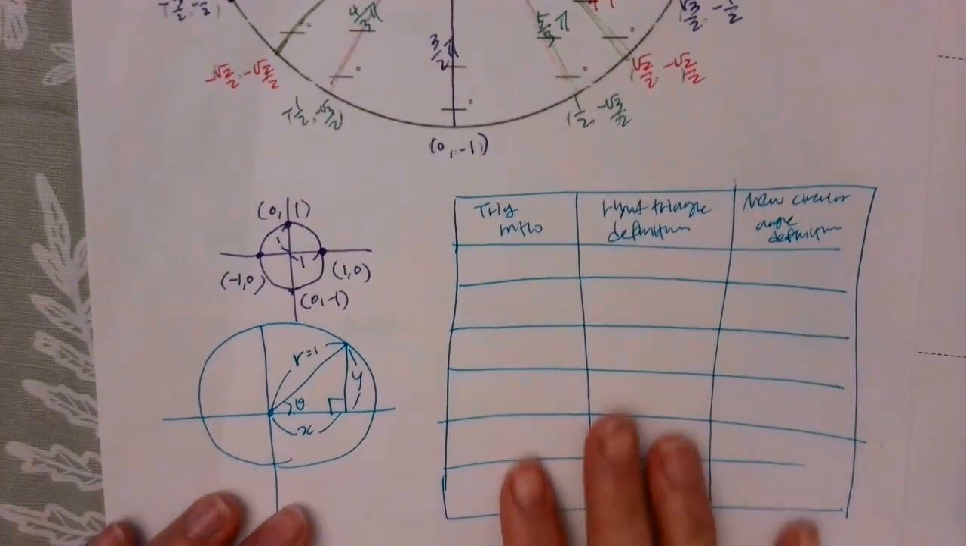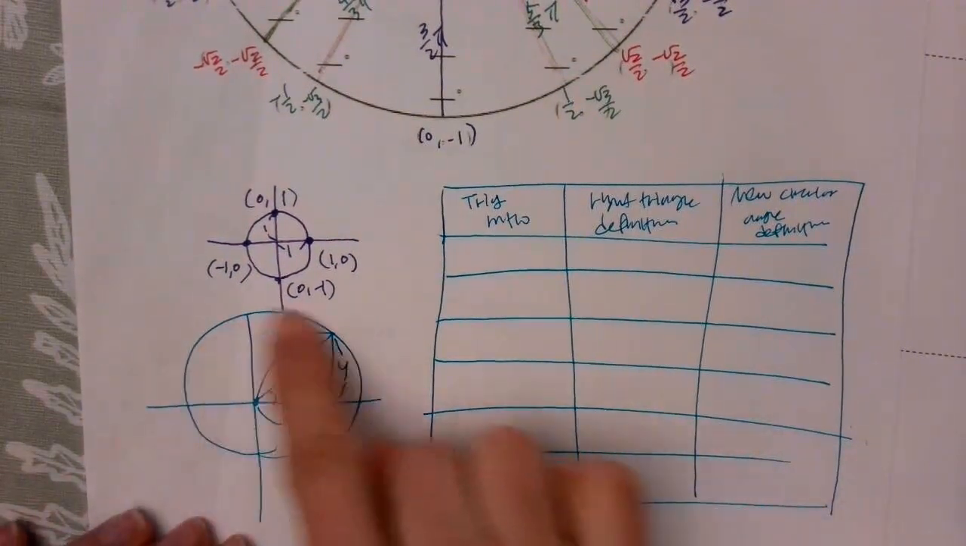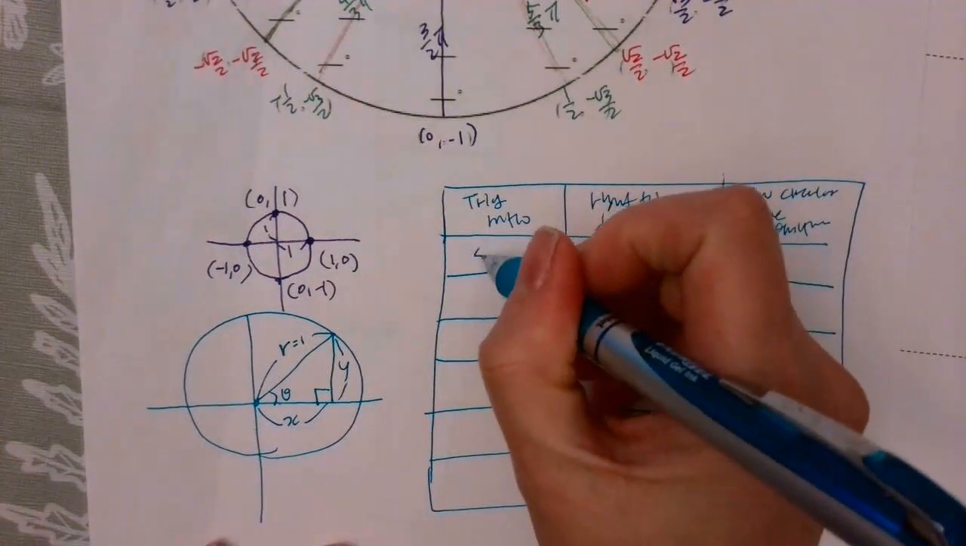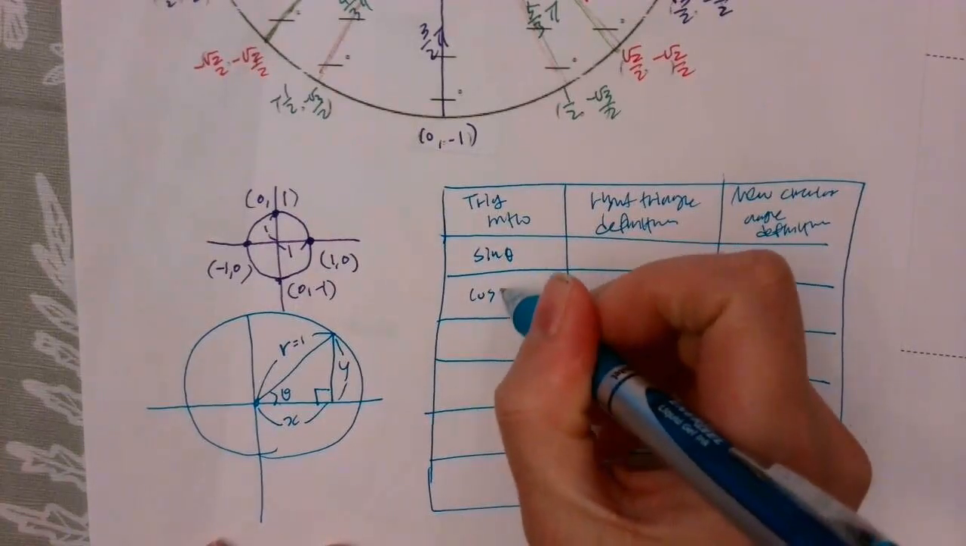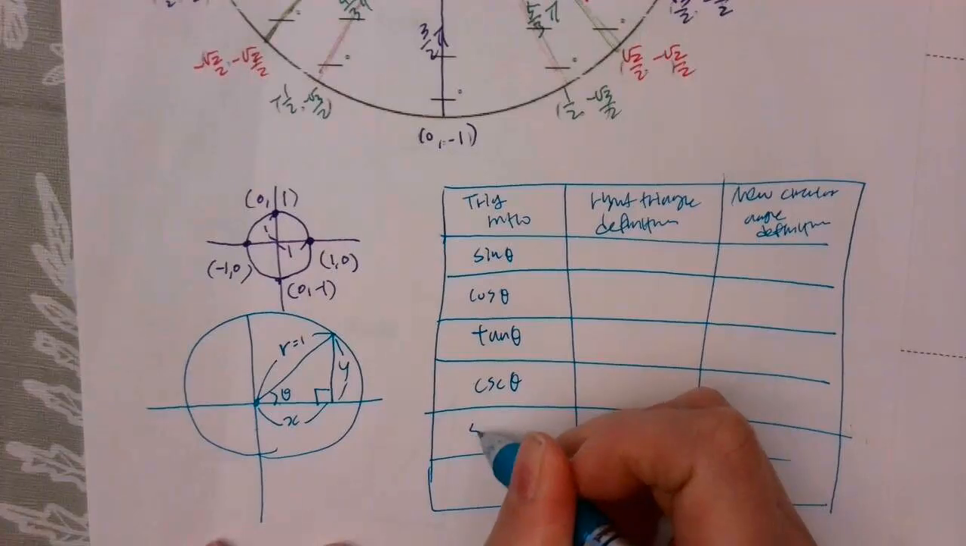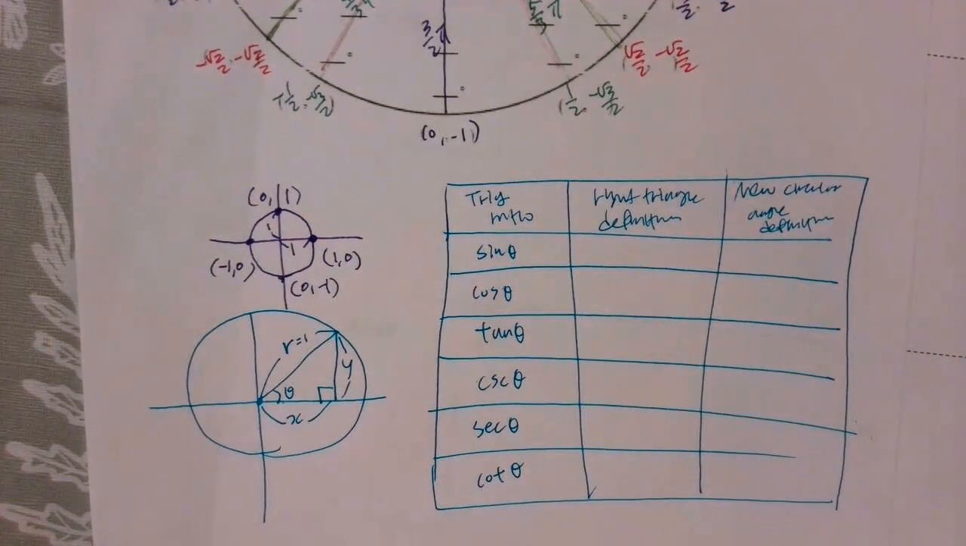This is not on your notes, so can you go ahead and pause this video and draw this and do this table. And over here, write sine of theta. Just copy it down. Pause the video if you need to. There we go. Alright, so we're going to go ahead and redefine the six trigonometry ratios.